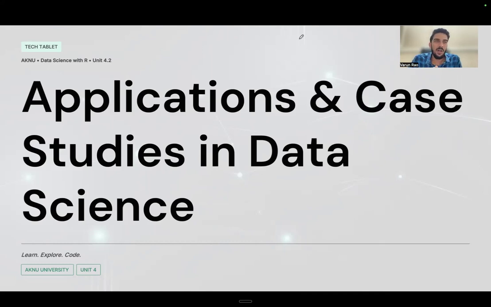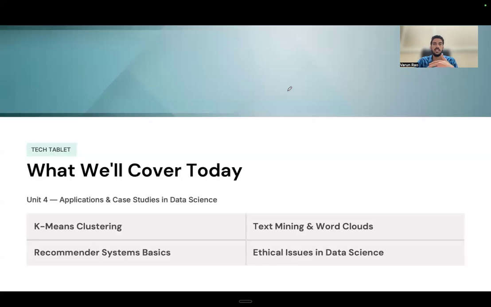In this video, we will be talking about the second part of fourth unit, which is applications and case studies in data science. This is as per the AKNU syllabus, Adikavi Nannaya University, and we would be finishing unit 5, and then we would be going ahead with important questions, and then probably we would be going ahead with more things that are very important for this.